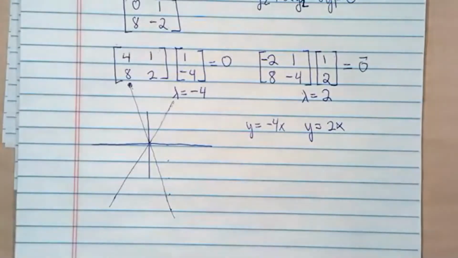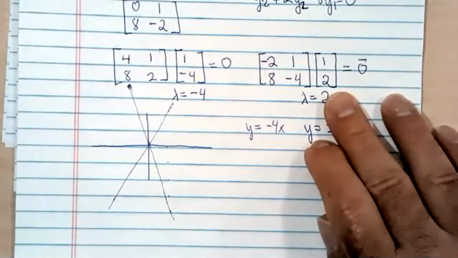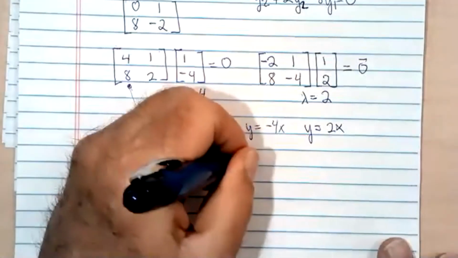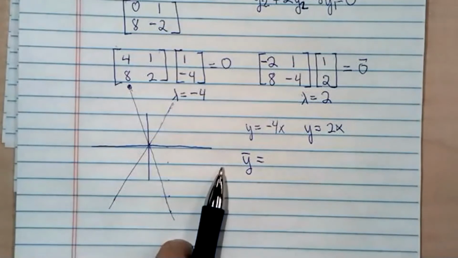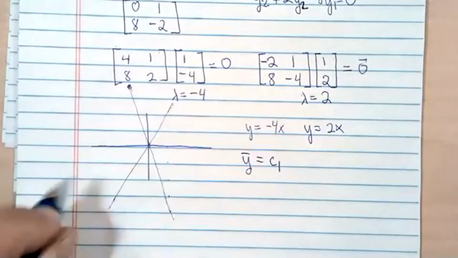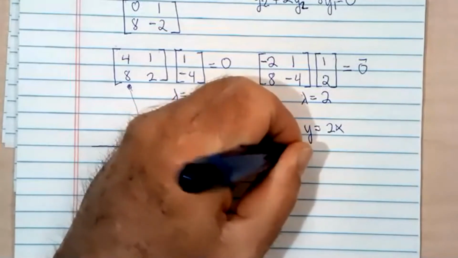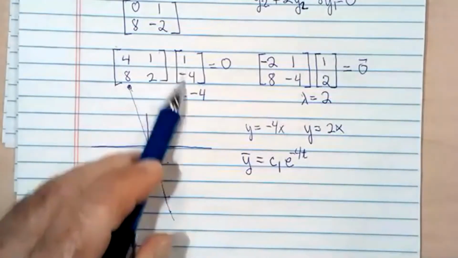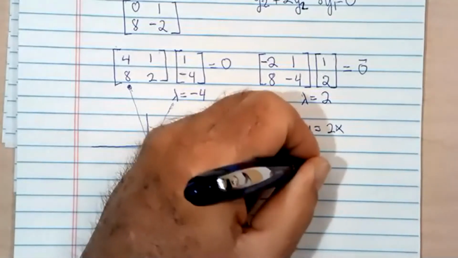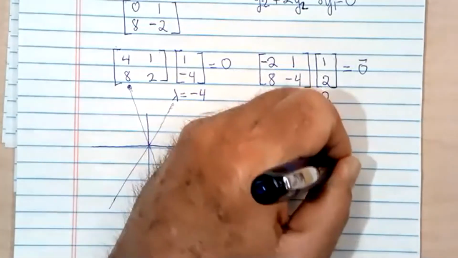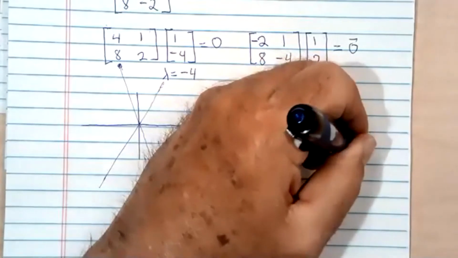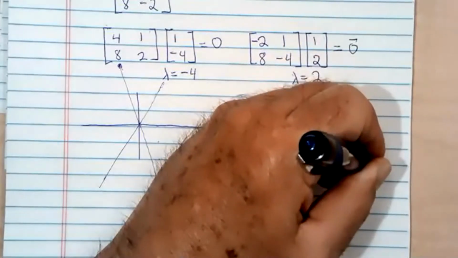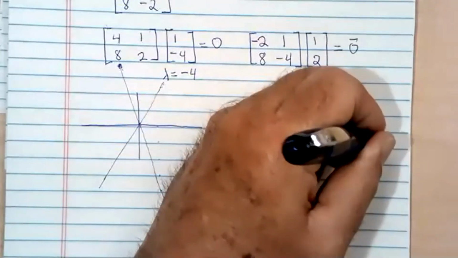And now let's take care of the arrows, because that really matters in this case. Okay, oh, I didn't write down the vector solution. Y bar equals, let's see, we've got C1 e to the -4t times V1, which is 1, -4, plus C2 e to the 2t times its eigenvector 1, 2.